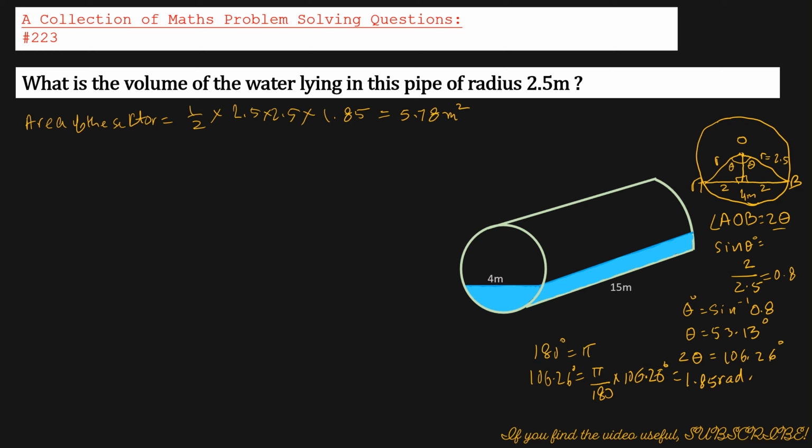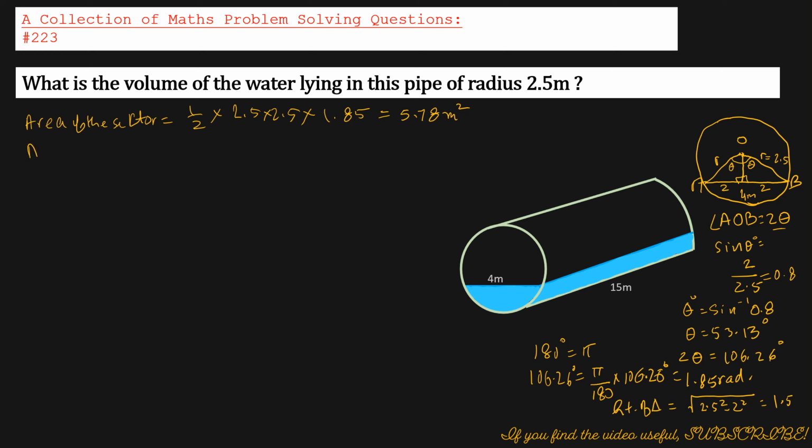Now I have to find the area of the triangle. To find the area of the triangle, I need to find the height. So the height of the triangle is the square root of 2.5 squared minus 2 squared. So that will mean 2.5 squared is 6.25 minus 4, 2.25, and I have to do the square root of that. That's 1.5. So I get 1.5 as the height.